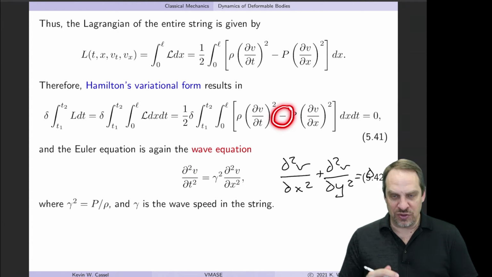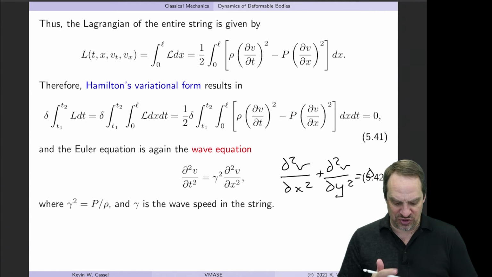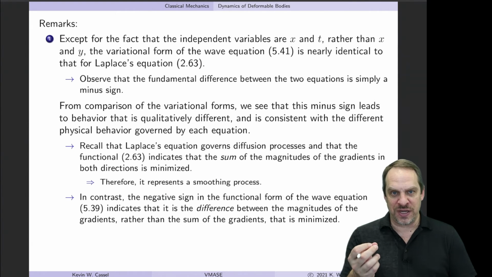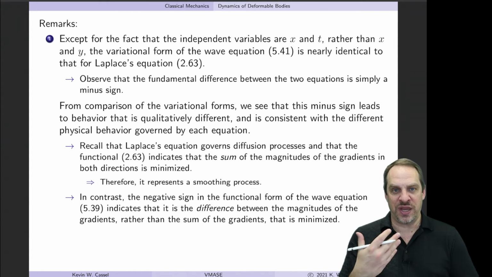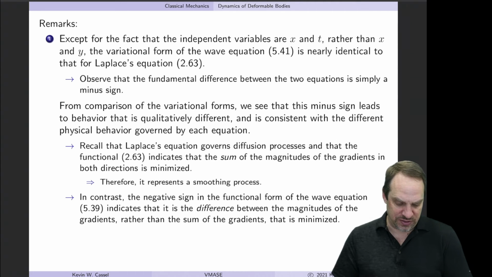Here I have a minus sign, whereas the variational form of Laplace's equation, which we saw back in chapter 2, has a plus sign here. And this is the point I want to make. The presence or absence of that plus or minus sign makes all the difference in the world in terms of the physical behavior that's being manifest by these equations and therefore the corresponding systems.